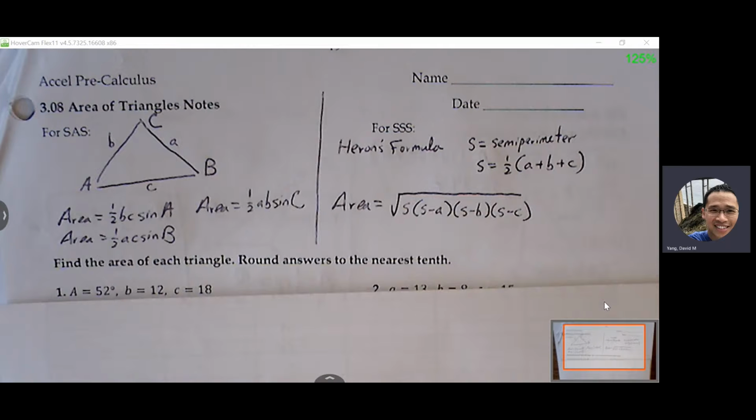Okay, we're on page 19. So we're going to be talking about how to find area of triangles for specific setups, for those that are in side angle side form or in side side side. I think you'll find this pretty straightforward.